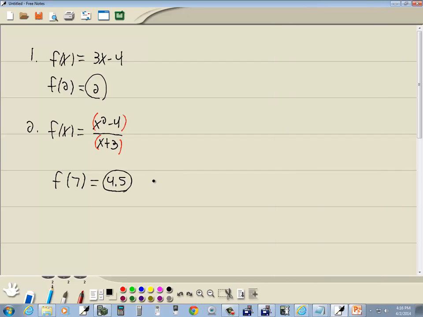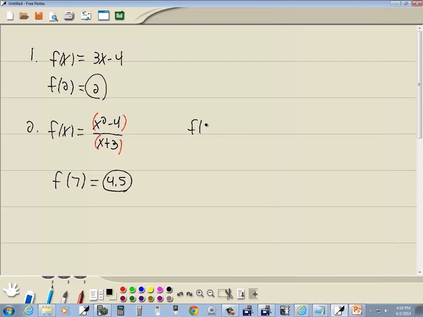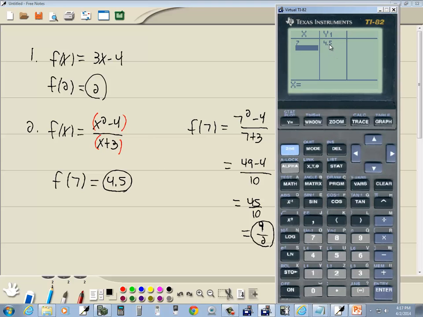Now, that's our answer, but you see a problem there is it's not in fraction form. And from the table here, I know of no way to change that to a fraction. Let me do it by hand and show you what it should be. Okay, so we're going to put 7 in for the x. So I've got 7 squared minus 4 over 7 plus 3, which gives us 49 minus 4 over 10. 45 over 10, and top and bottom both divided by 5, and that gives me 9 halves. So that's what our answer should be. So there is a little bit of a problem when you're using the table: you can't get your exact values. You get a decimal approximation, which might be fine.